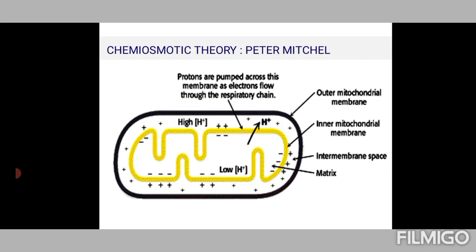The H plus ion concentration becomes lower in the matrix as a result, and an electric field is generated, with the matrix side negative and the intermembrane space or cytosolic side positive. And this idea of Peter Mitchell's is called the chemiosmotic hypothesis. It is that this proton motive force is what drives the synthesis of ATP by ATP synthase.